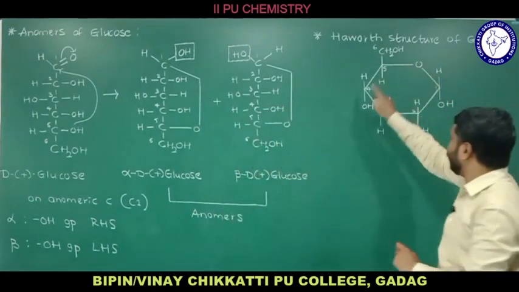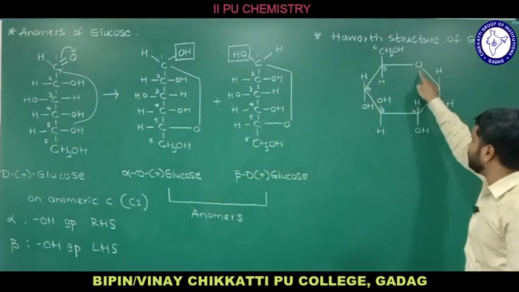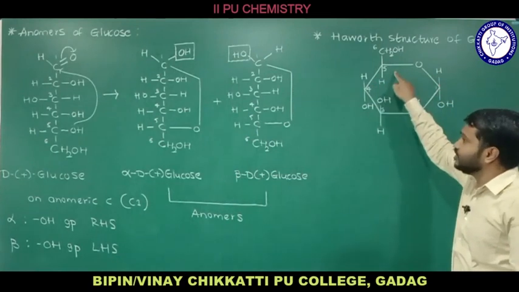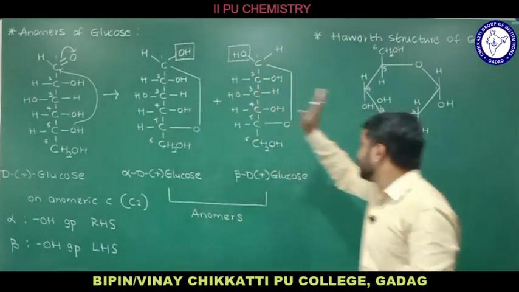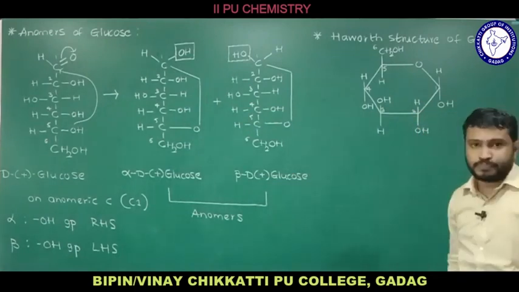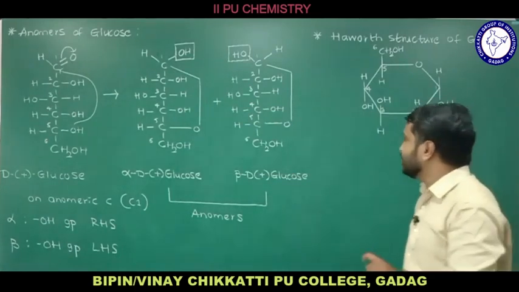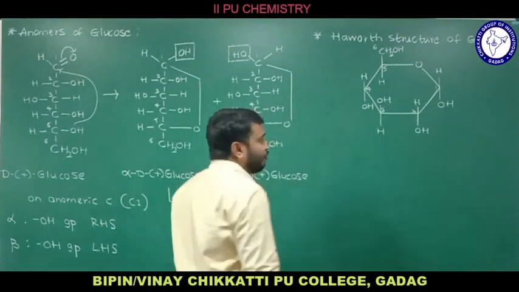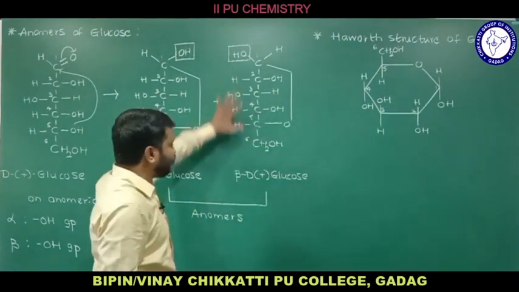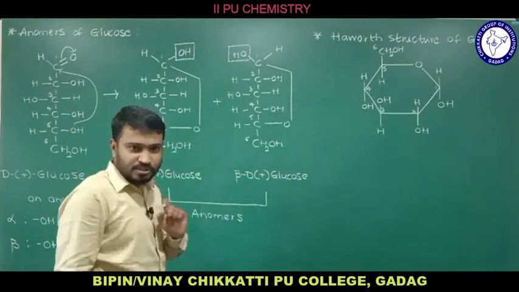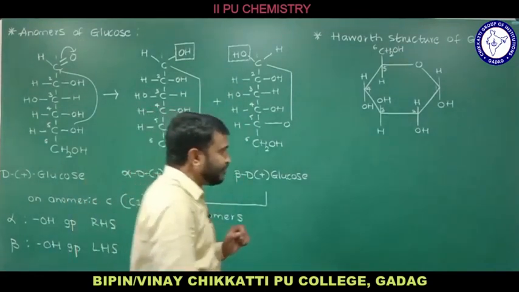First you need to draw a 6-membered compound with oxygen, and the numbering you need to consider, and the groups which are placed right hand side here have to be placed below the plane. That is about the structure, we call it alpha D glucose structure. So now I am going to draw the Haworth structure of this. What is that? A beta D plus glucose. Now it will be easy for you.